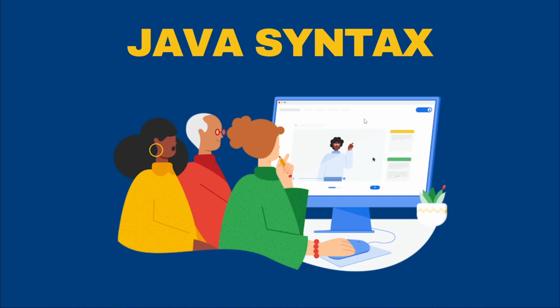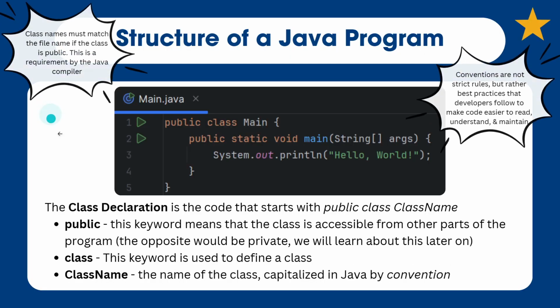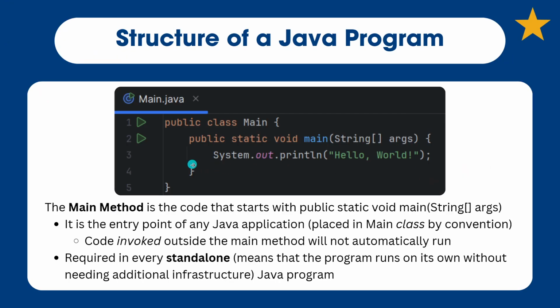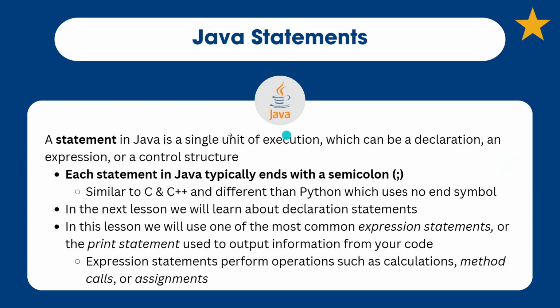Now that we've looked at the structure of a program, we need to look at some of the rules of writing Java statements. So that's Java syntax. I know we looked at declaration, we looked at main method, but we didn't look at line 3, which is our first statement. So what is a statement? It's a single unit of execution, which can be a declaration, an expression, or control structure. Each statement in Java typically ends with a semicolon. This is one of our biggest rules.